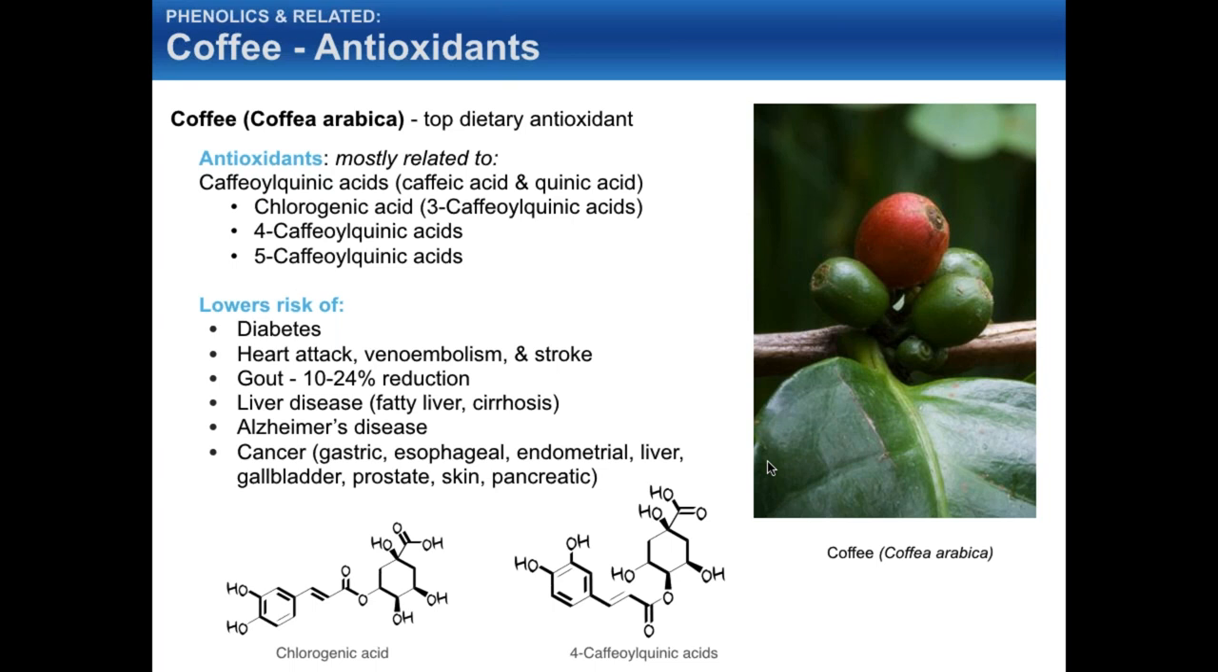And I like to emphasize that coffee has the chlorogenic acid. It also has other compounds related to that. For example, chlorogenic acid is called caffeoylquinic acid, and it's at the 3 position on the quinic acid. And then you have other ones with the 4 and the 5 position. So they're just different versions of basically the chlorogenic acid.